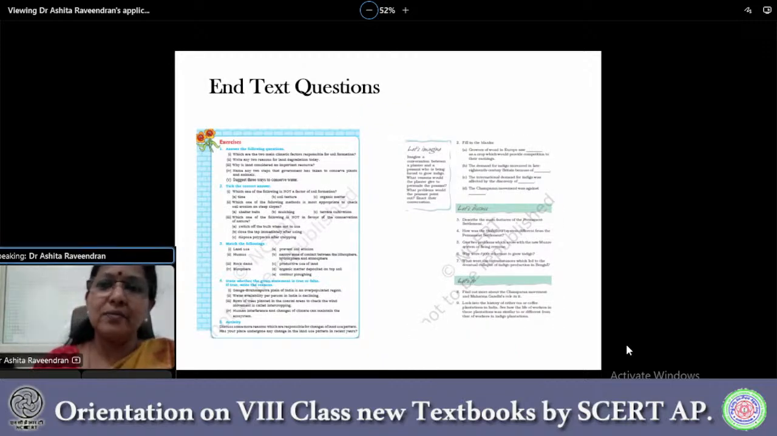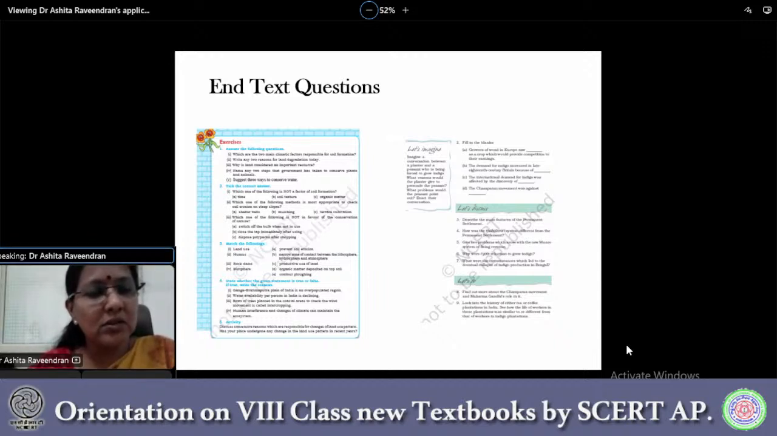Now coming to the end text questions. We have already stated there are many activities which are given inside the text, as well as questions which are being given at the end of the text. This end text question is to sum up their understanding, to sum up the learning that has happened. So there are, let's imagine, multiple choice questions, match the following questions, fill in the blanks type, and ticking the correct answer type.